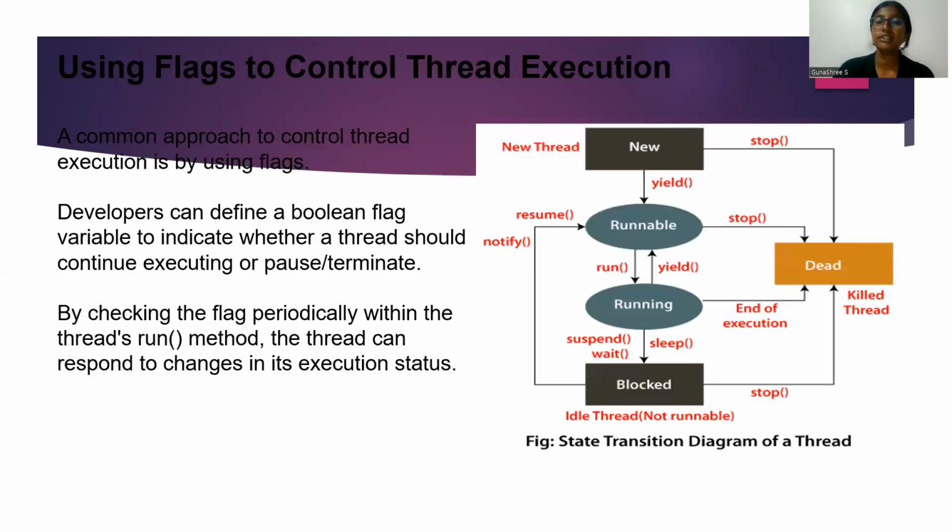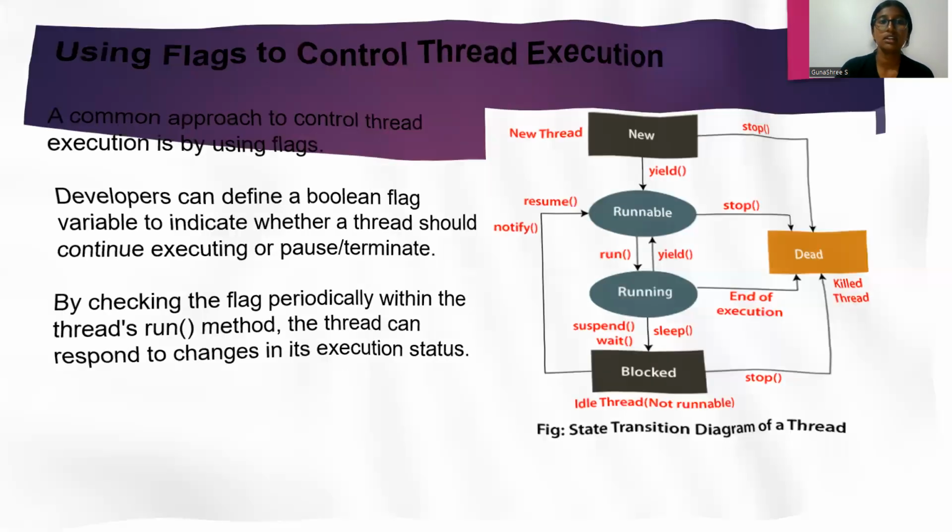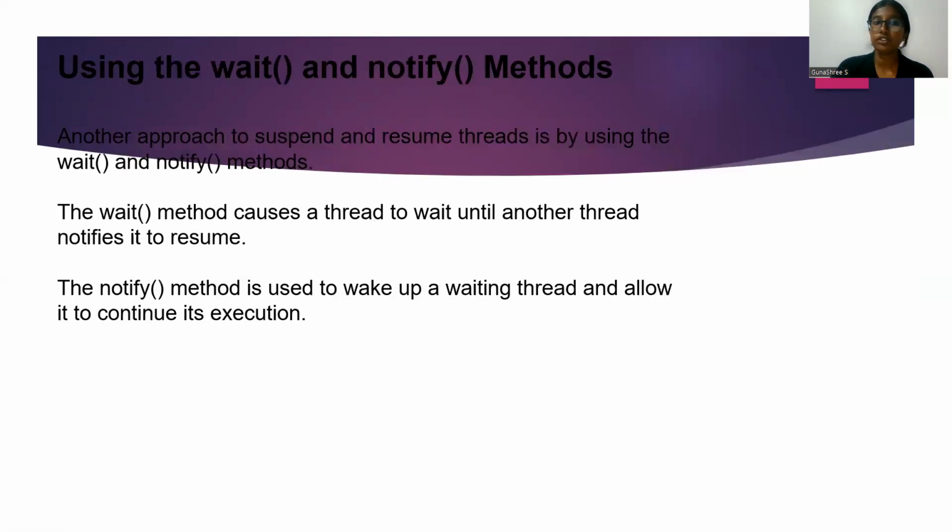Using flags to control thread execution. There are different flags that will be used to control the thread execution. It is one of the common approaches. The developers will define a Boolean flag variable to indicate whether a thread should continue execution, pause, or terminate. By checking the flag periodically within the thread's run method, the thread can respond to changes in its execution status.